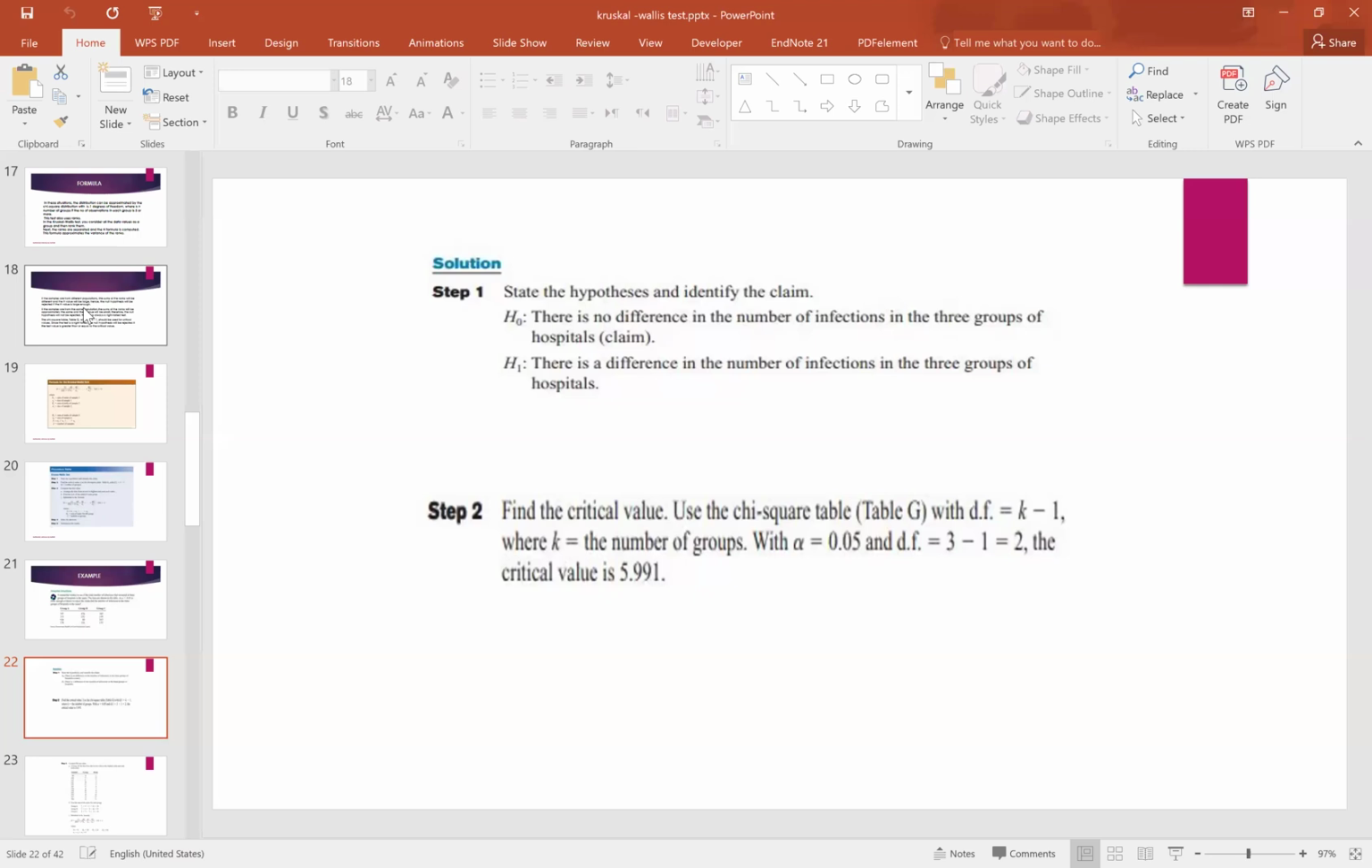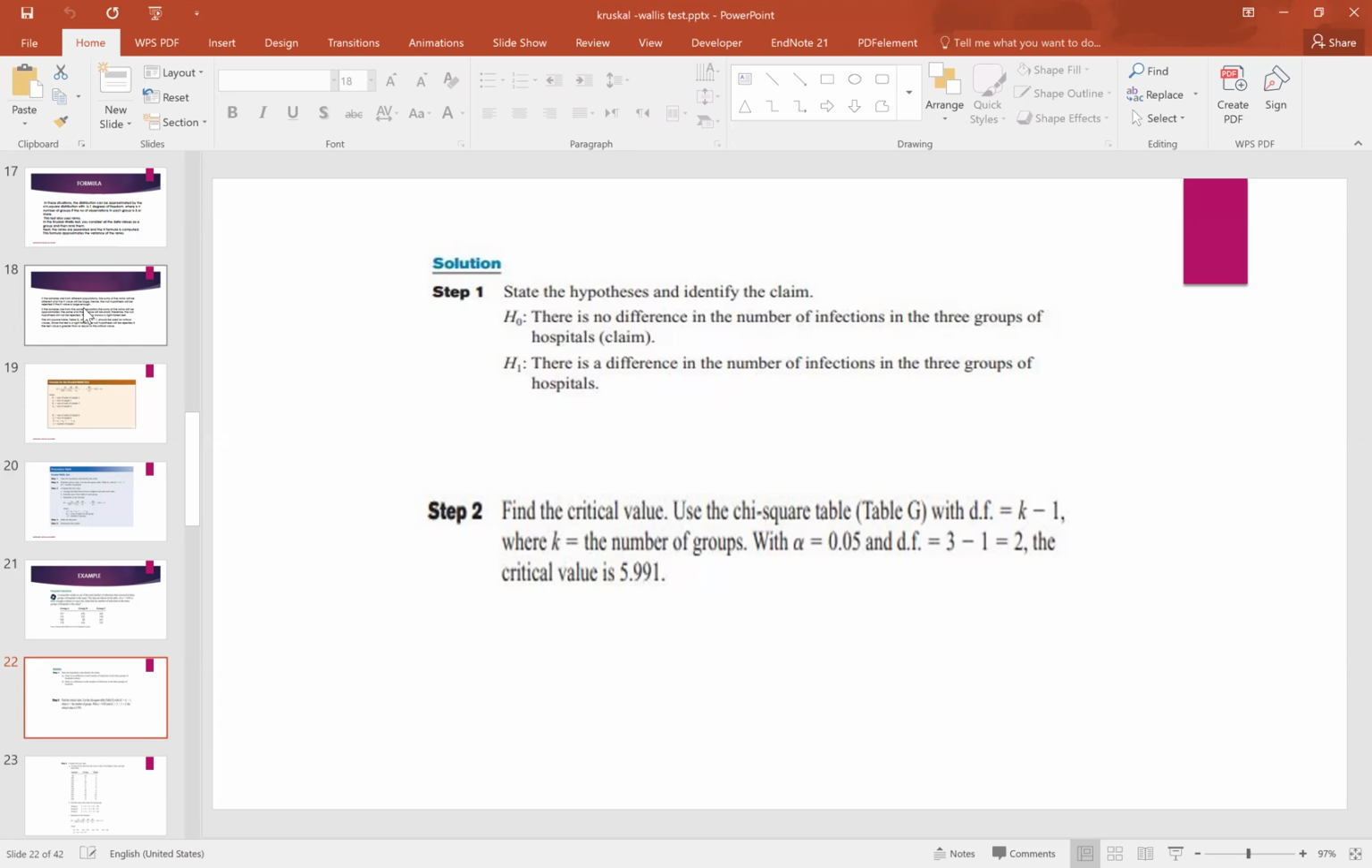State the solution, state the hypothesis, and identify the claim. Null hypothesis: there is no difference in the number of infections in the 3 groups of hospitals. Alternate hypothesis: there is a difference in the number of infections in the 3 groups of hospitals.